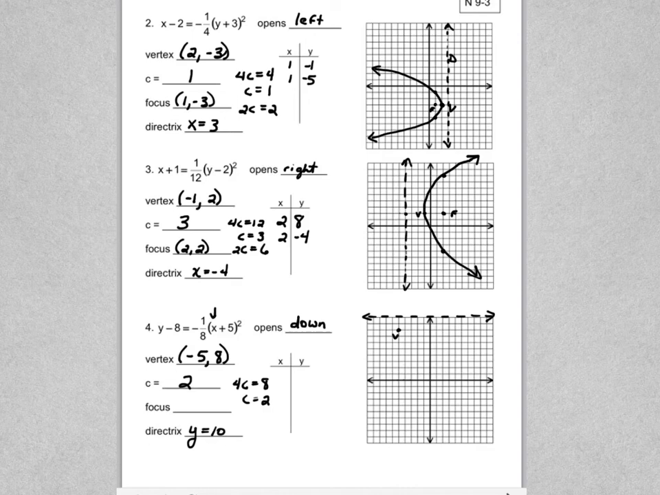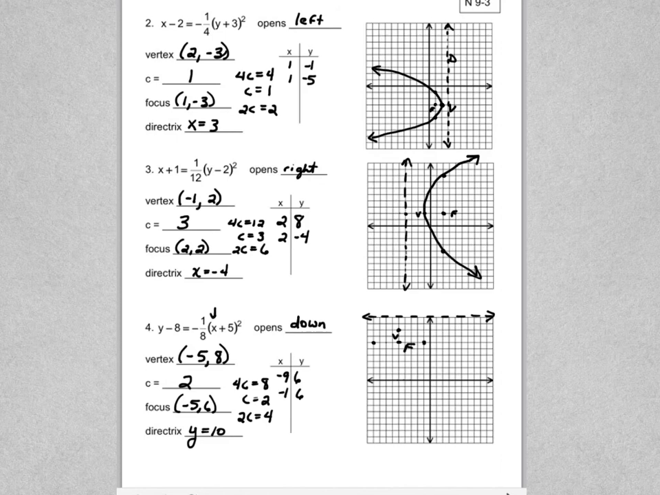Our focus is 2 spaces inside or on the other side of the vertex. And that one is going to be at negative 5, 6. 2c will be 4. So we'll go 4 spaces to the left and right of the vertex. 1, 2, 3, 4, which is at negative 9, 6. And 1, 2, 3, 4 right there, which is negative 1, 6.